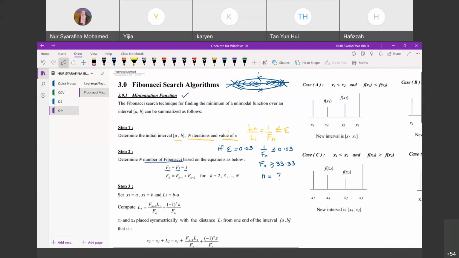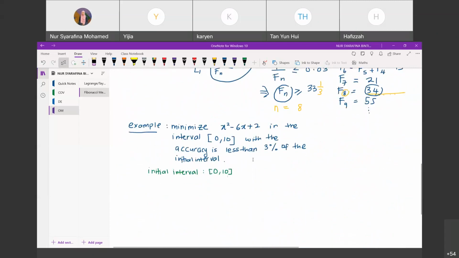So n iterations and the value of epsilon. The value of epsilon is given, with n iterations and accuracy less than 3%. So 1 over Fn less than 3%, 0.03. Fn greater than 33, 1 over 3. So at least 8 iterations are needed.